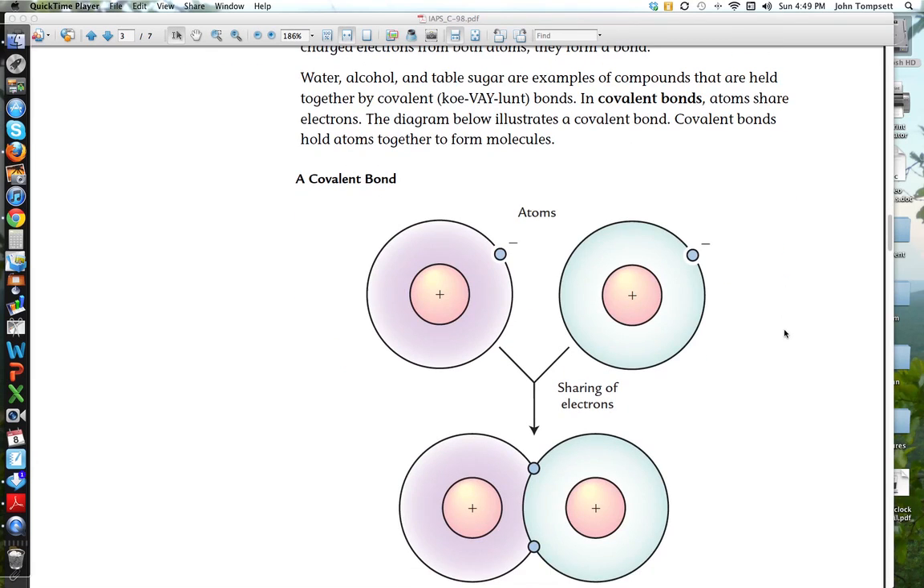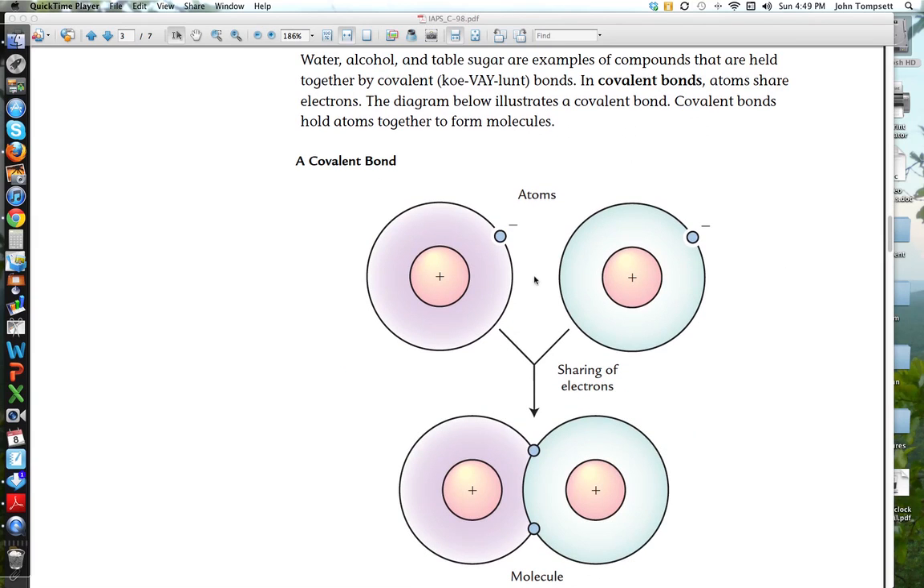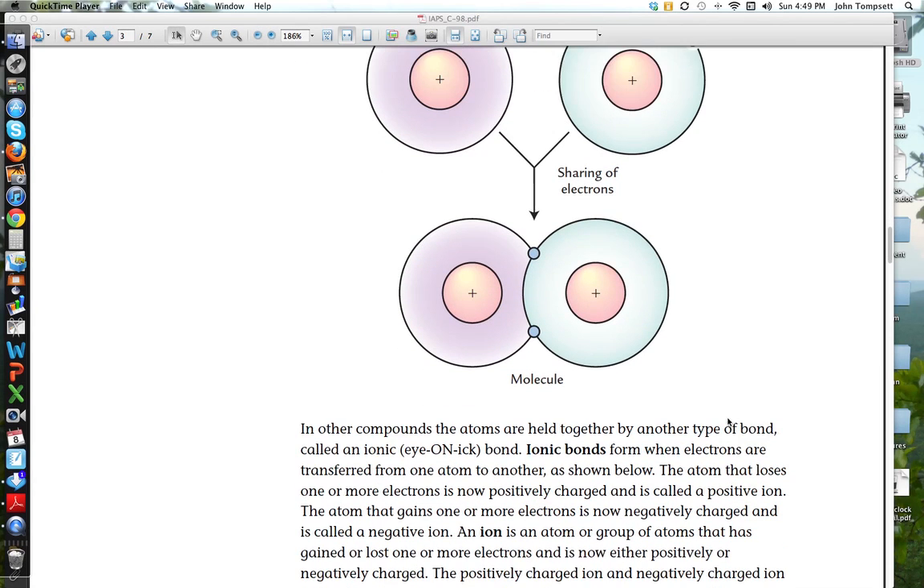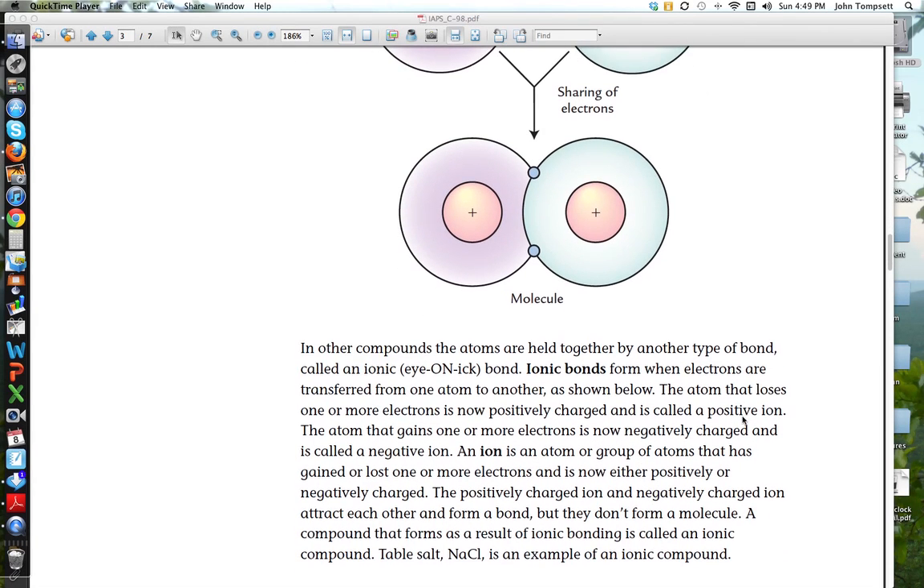Covalent bonds hold atoms together to form molecules. Here's a diagram that they were talking about. You can see the positively charged nucleus of each of these atoms. You can see that each of these atoms has a negatively charged electron. They share that electron. Because they share that electron, they are called a covalent bond. Then I'm going to scroll down to the next section of this page.